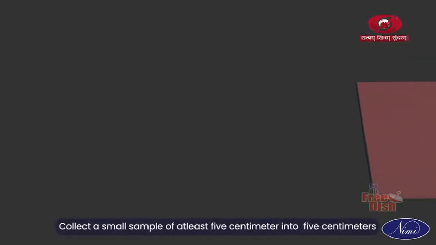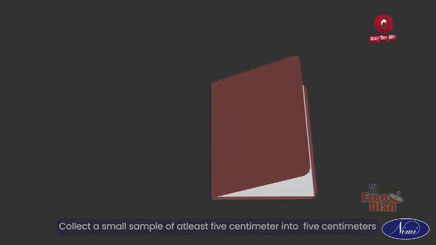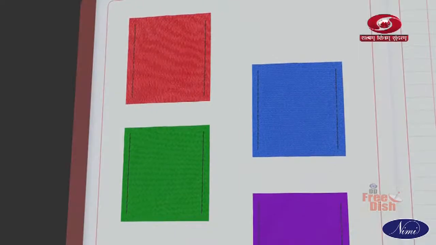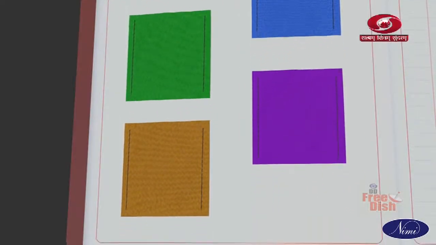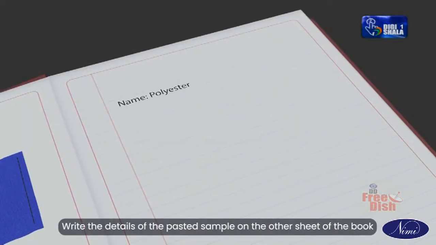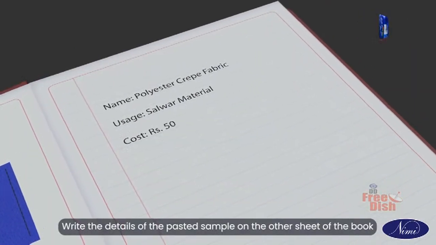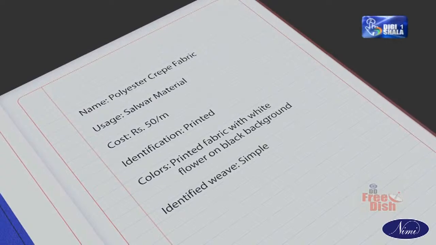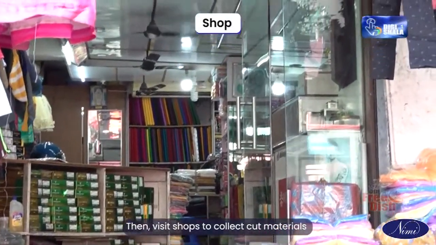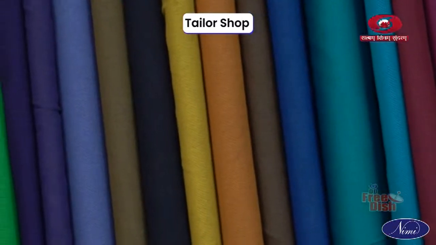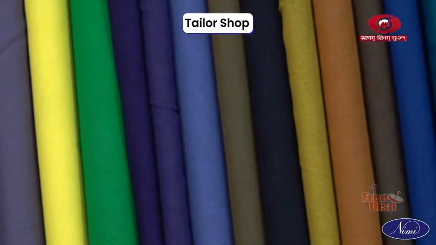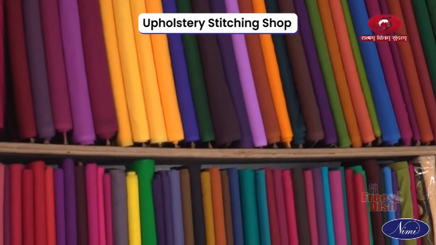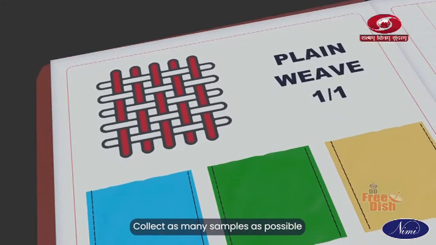Collect a small sample of at least 5 cm into 5 cm and paste it on a sheet of a record book. Write the details of the pasted sample on the other sheet of the book. Then visit shops to collect cut materials and upholstery stitching shops to collect cut furnishing materials. Collect as many samples as possible.